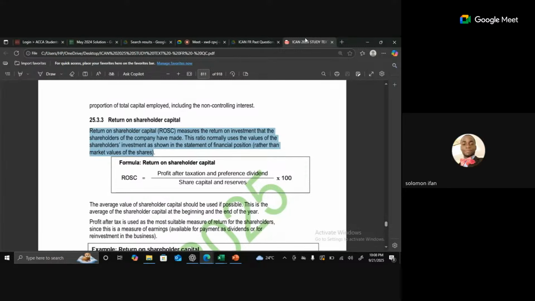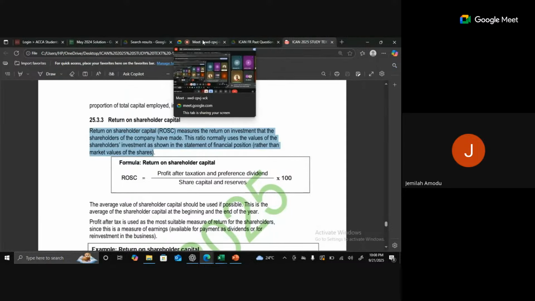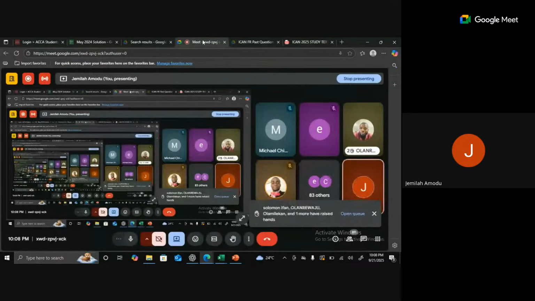That's why I said it's a better question, so that we have that thing so that it will be very, very clear as to whether it's add or deduct. So just give me a minute. Let me look for something on it. I can see Olamilekon, your hand is raised.